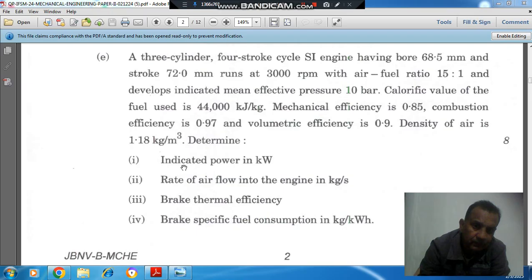Determine: 1. Indicated power in kilowatt. 2. Rate of air flow into the engine in kilogram per second. 3. Brake thermal efficiency. 4. Brake specific fuel consumption in kilogram per kilowatt hour.